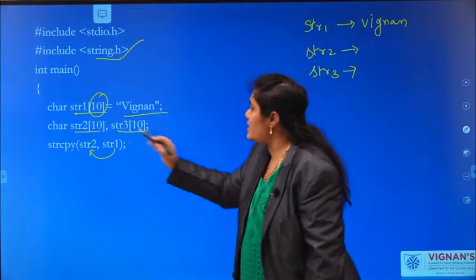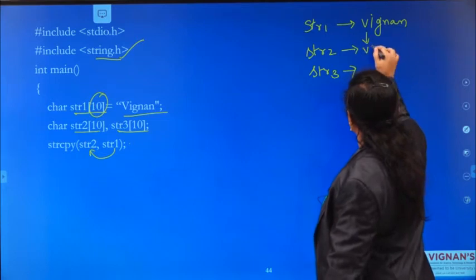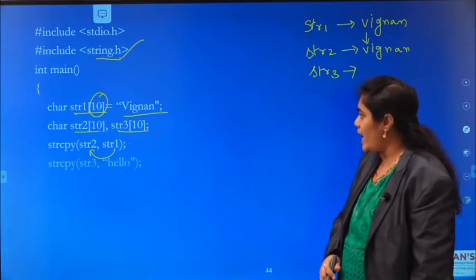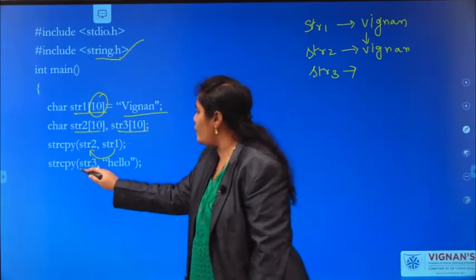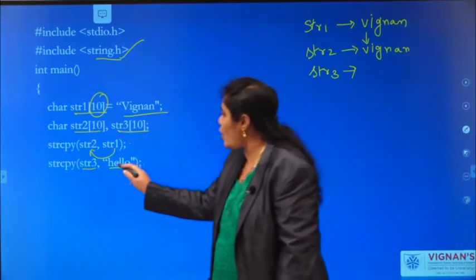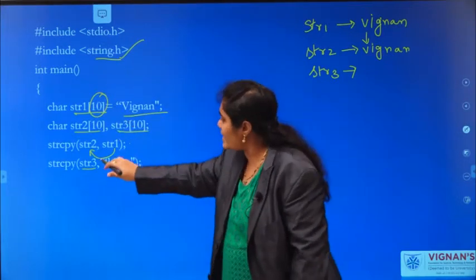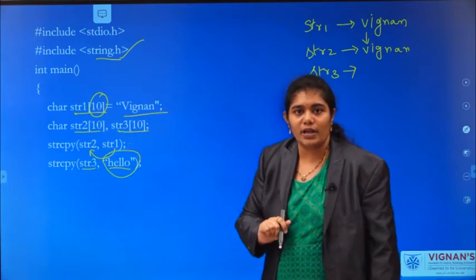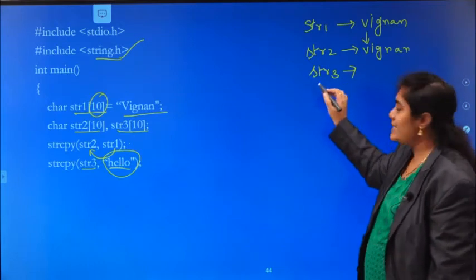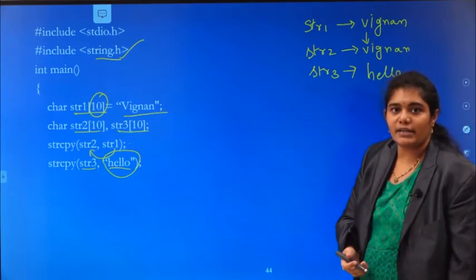Now, after executing this instruction, what happened? str2 will copy this content. That means str2 will also have Vignan. Next, strcpy of str3 comma hello. What am I trying to copy? I am not getting any value from any other variable. Directly I am passing a string over here. Now str3 is having the content hello.